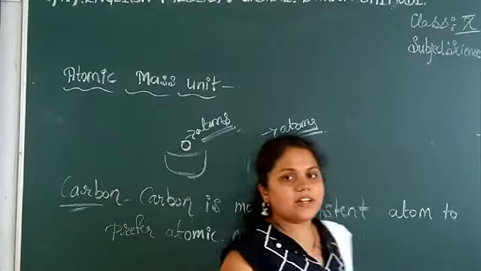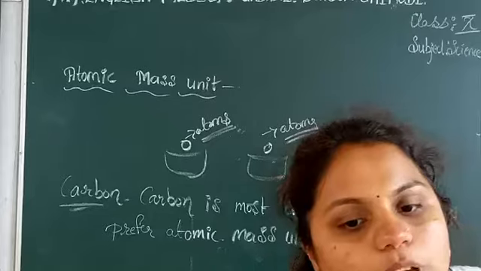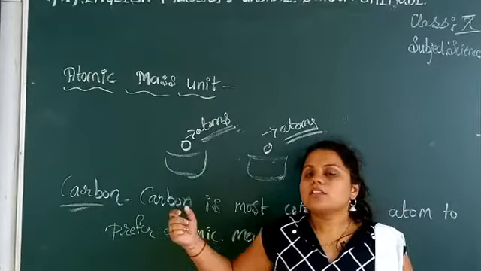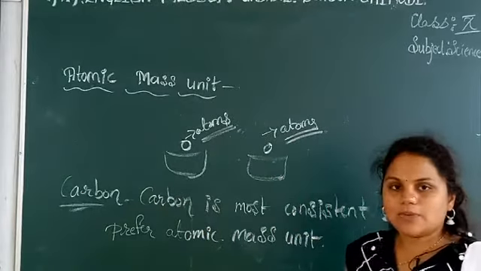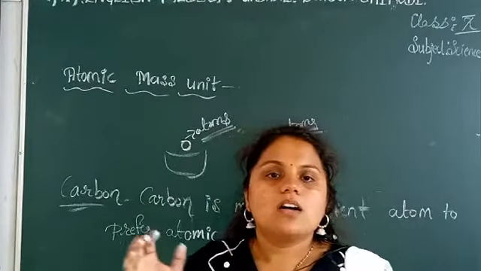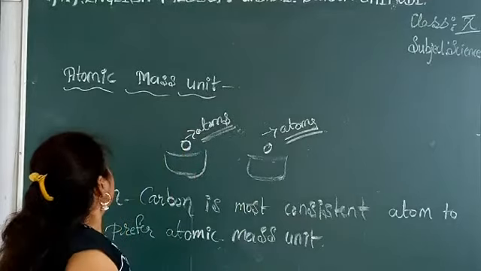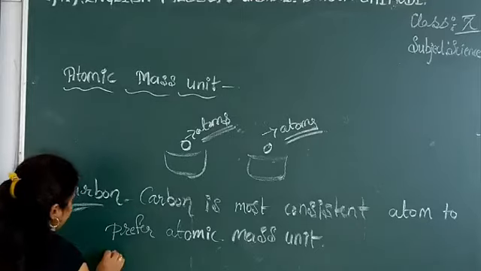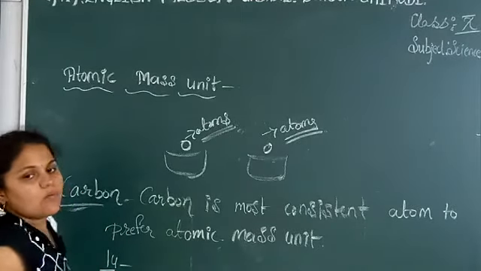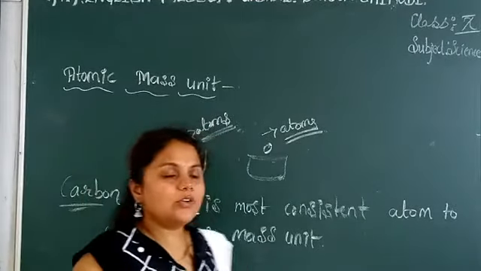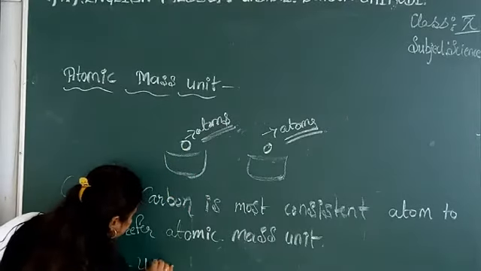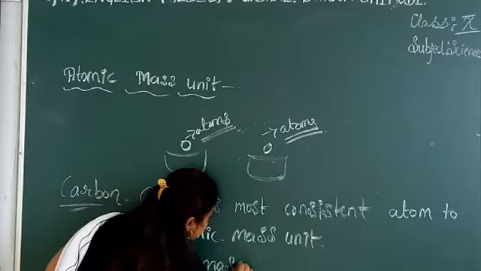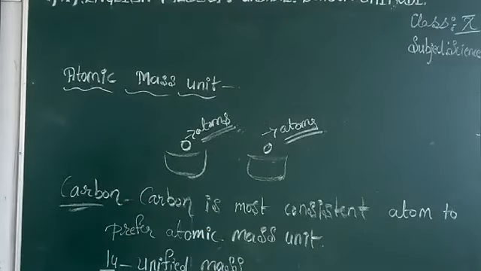He gave the standard rate of comparing the atomic mass unit. He suggested that the 1/12 part of the carbon can become the atomic mass unit, or you can say 1 U. What do you mean by U here? It is unified mass.